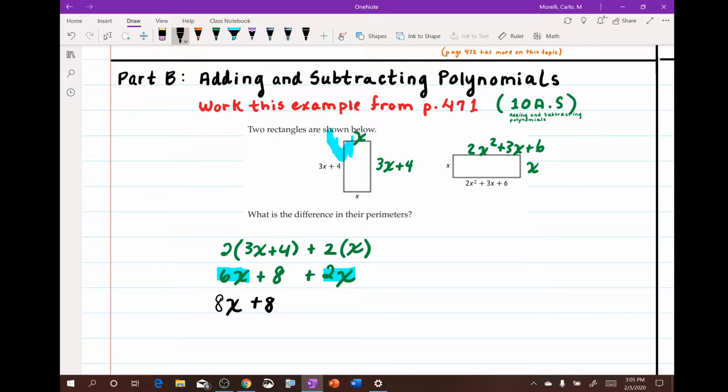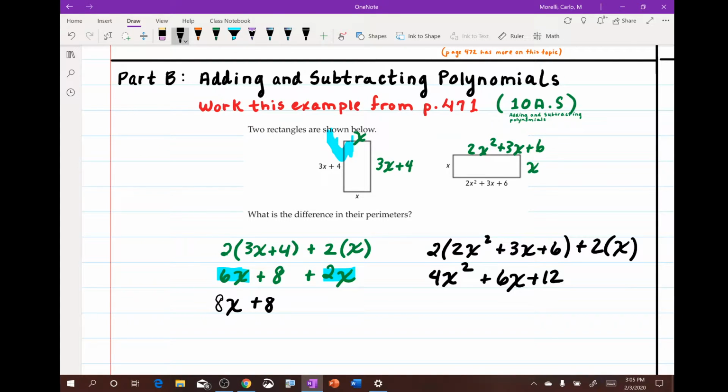Now the laying down rectangle is going to be 2 open parentheses 2x squared plus 3x plus 6 close parentheses plus 2 open parentheses x close parentheses, like that. Again, we're going to distribute. 2 times 2x squared is 4x squared plus 2 times 3x is 6x plus 12 plus 2x. I would recommend grabbing one of those yellow highlighters or pink highlighters, throw it in your backpack so you can do little highlights like this. What are our like terms here?